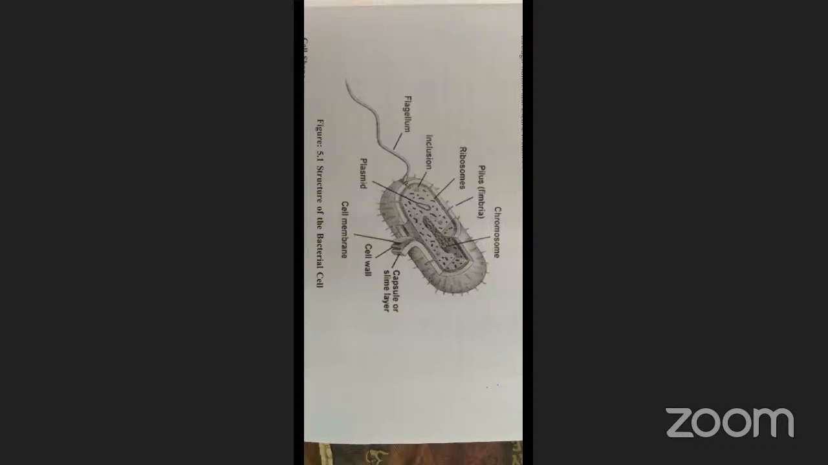Okay. So the next one is the log phase. This is also the exponential phase, as we call it. The cells start to divide, and their number increases exponentially.